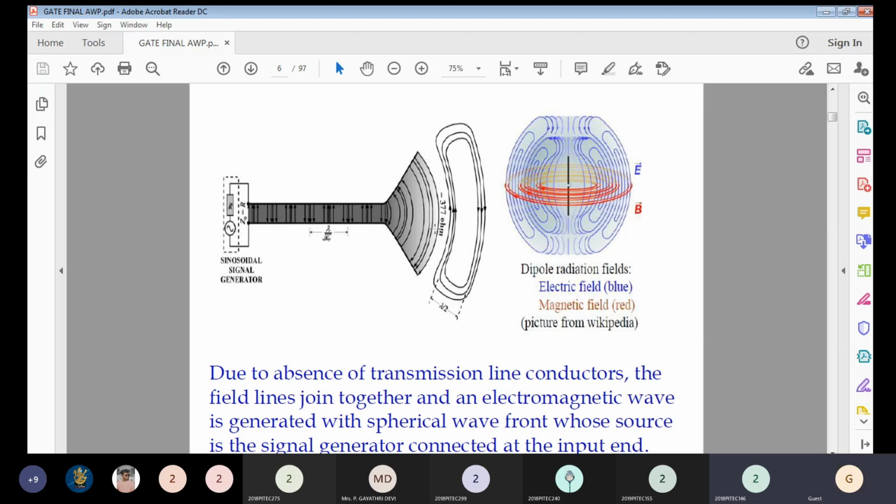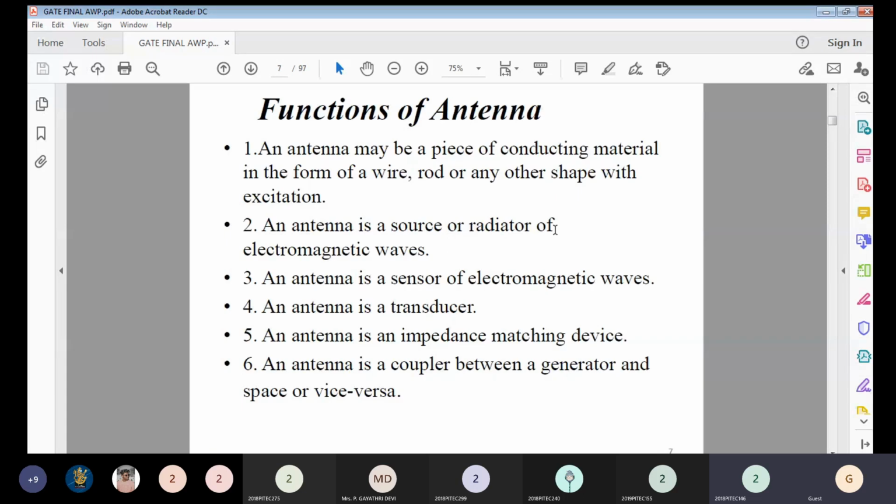We can also say that free space impedance is 377 ohms or 120 pi. Keep that in your mind. 377 ohms or 120 pi. With the help of this antenna, we get our electromagnetic energy. Both the electrical and magnetic signals are mutually perpendicular. Next, we will see the basic functions of antenna.